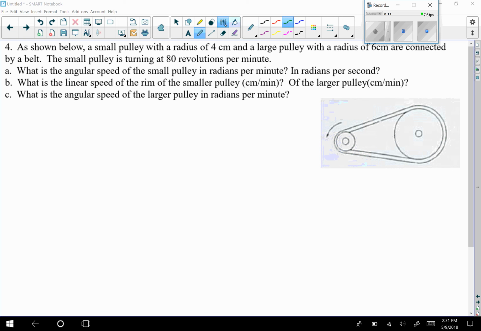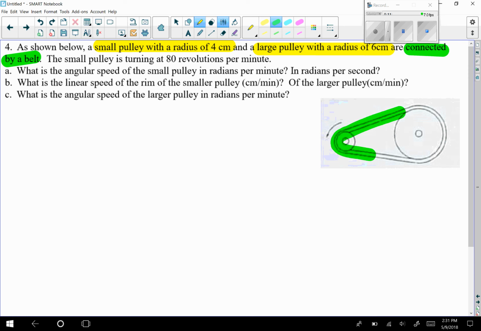So let's go ahead and highlight some of the things that we do know. The small pulley has a radius of 4 centimeters. The large pulley radius is 6 centimeters, and it tells us that they're connected by a belt. So if they are connected by a belt, that means that the outside speed that they are moving is going to be the same. So that means that the linear speed is the same for both pulleys.